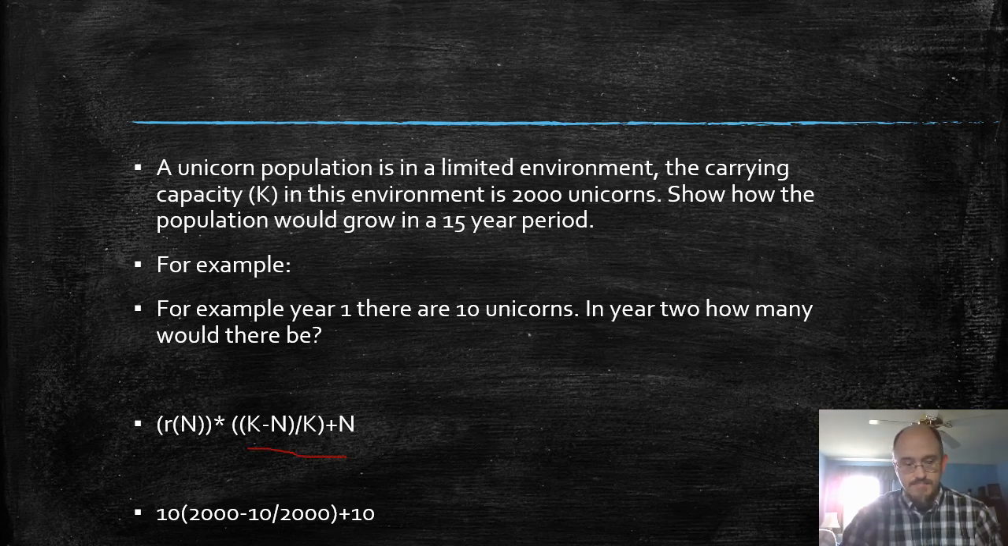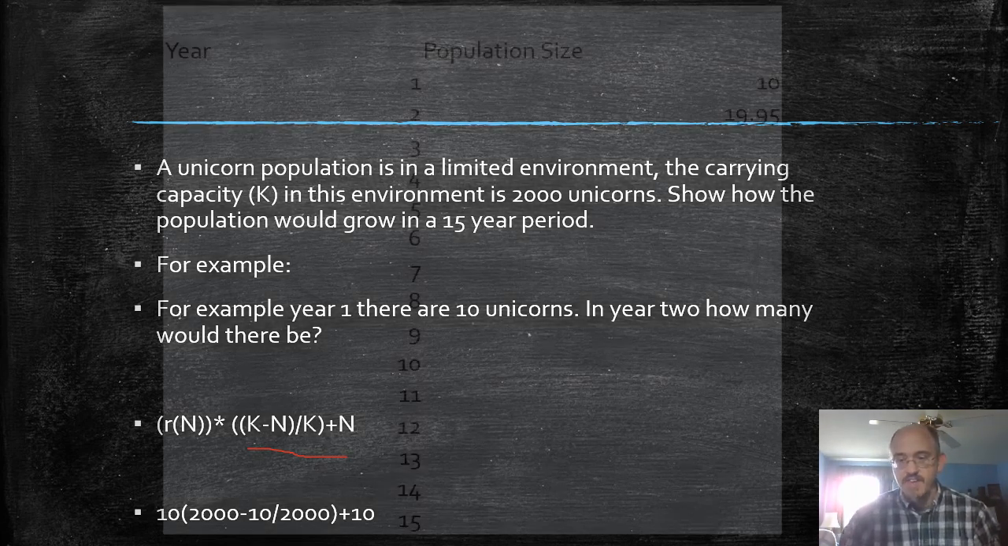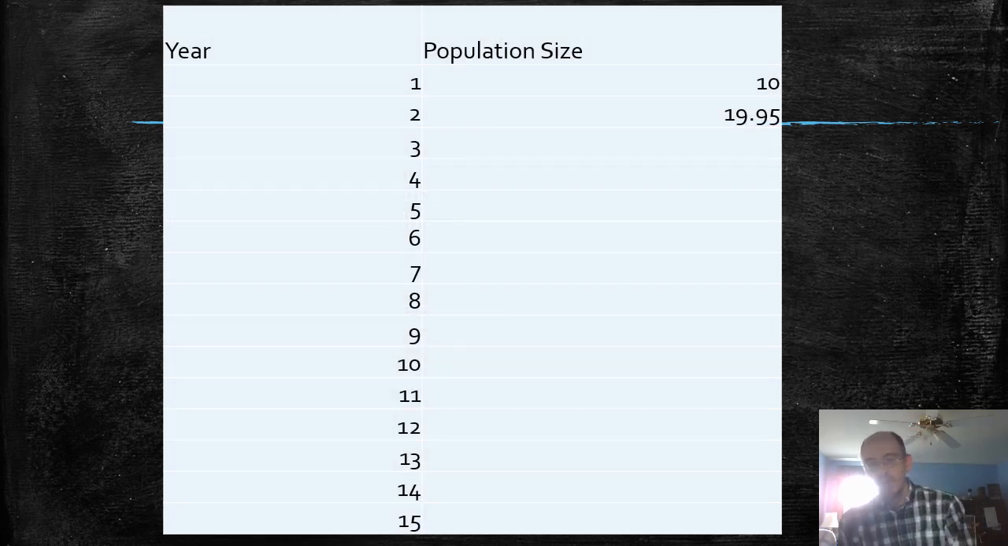Right here, I have an example at the bottom. To figure this out, year 1 we have 10. What would we have in year 2? Well, you take 10 times, in parentheses, 2,000 minus 10 divided by 2,000 plus 10. Okay, 2,000 minus 10 divided by 2,000 plus 10. So what that's going to do is give you an idea of how many unicorns you'll have in the second year.